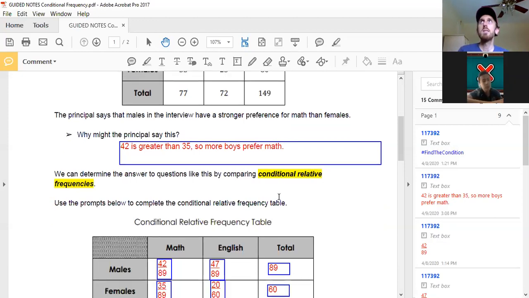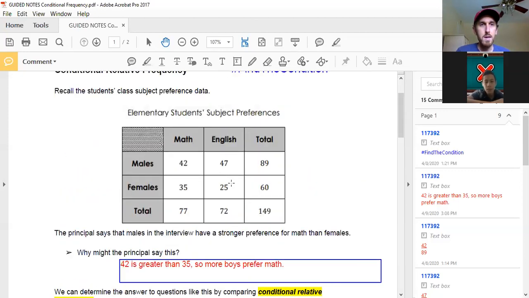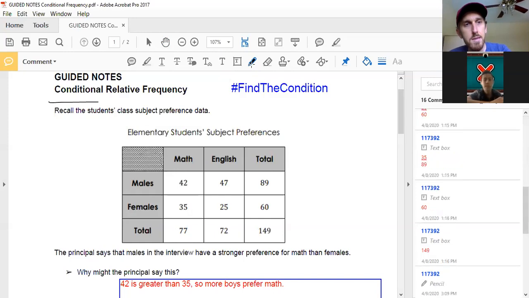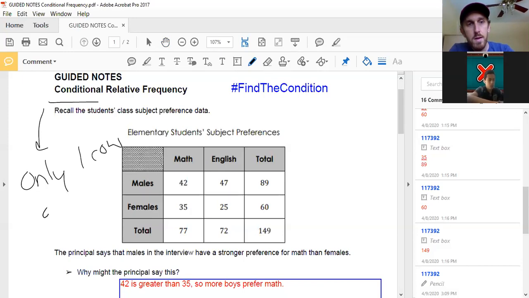When we say conditional, what we're talking about is, I wrote up here, find the condition, right? The condition is super important here because conditional means you're only going to look at one row at a time. Only look at one row at a time. And depending on that one row or column, that's going to frame your argument around something.